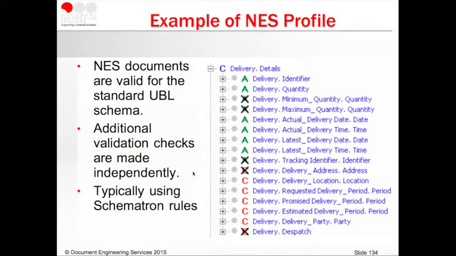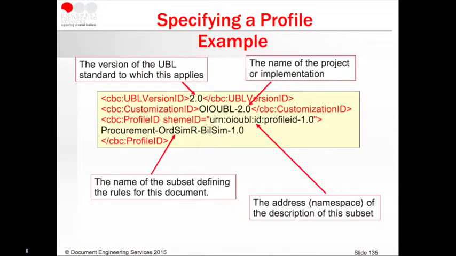Now, another significant point here is that the NES profile is just a piece of documentation. It's either a diagram or a table or a list that identifies the elements of UBL to be used. To validate that requires additional checks made independently of UBL, and typically and increasingly people use technologies such as schematron to validate that your particular restriction follows this profile. That has nothing to do with UBL. That's an implementation decision.